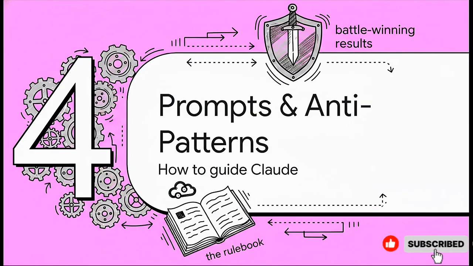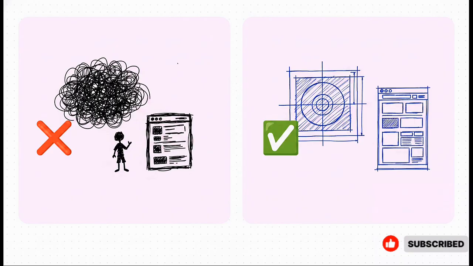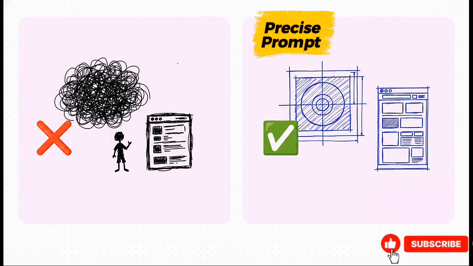To actually get those kinds of battle-winning results, you need a solid rulebook. Welcome to Section 4, Prompts and Anti-Patterns, and exactly how to guide Claude. The way you prompt is a total game changer. It determines whether you get prototype quality or production quality code.